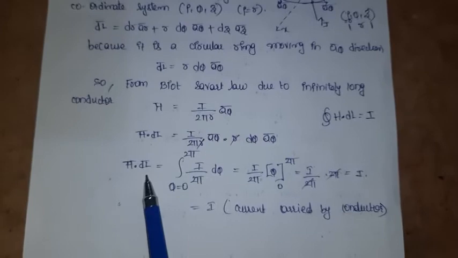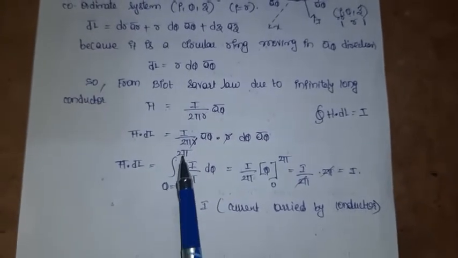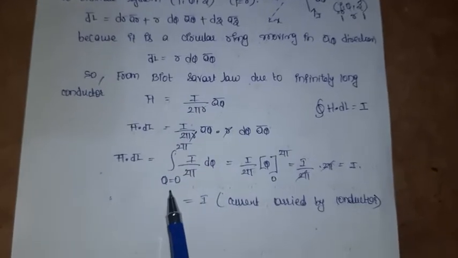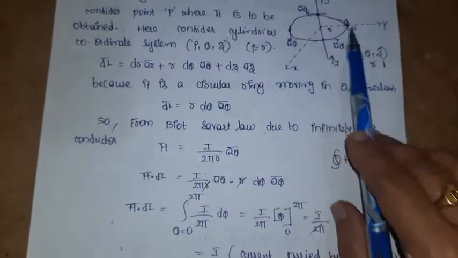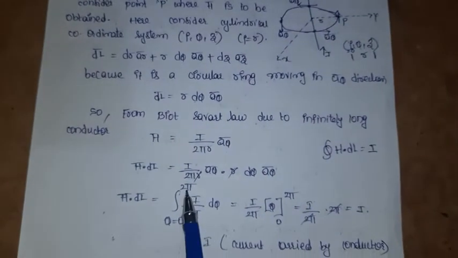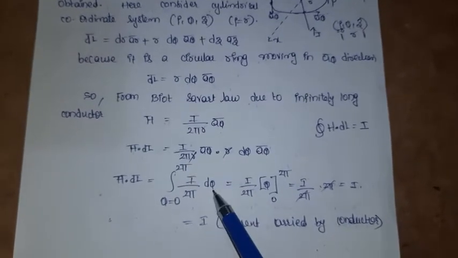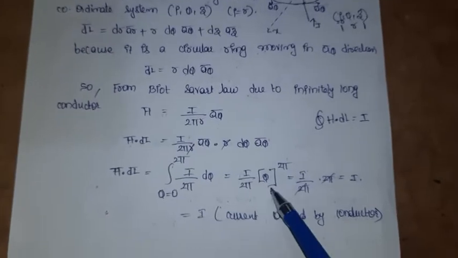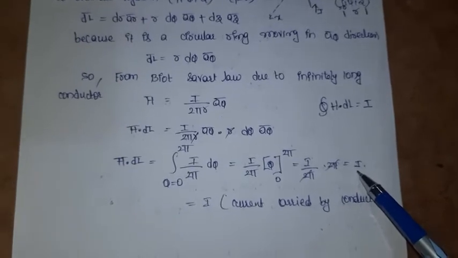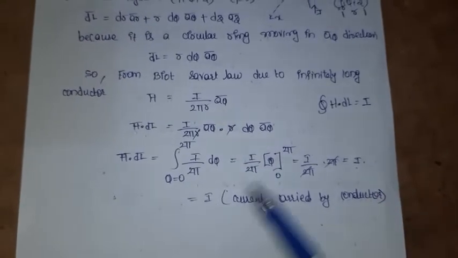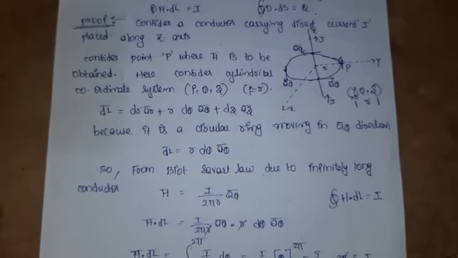So the integral of H dot dl is the integration of phi from 0 to 2 pi. Why do we consider phi here? Because the closed path is moving along the phi direction and the phi limits are 0 to 360 degrees, of I by 2 pi r times r d phi. r gets cancelled, so I by 2 pi into 2 pi. 2 pi gets cancelled. I get I. So closed integral H dot dl is equal to I. This is the proof of Ampere's circuital law.